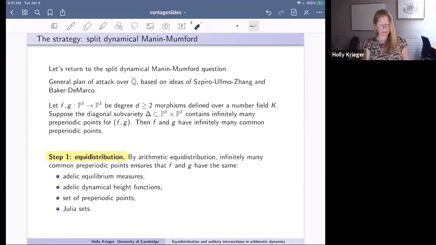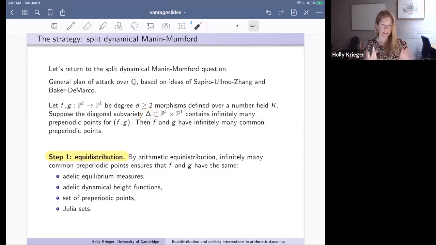I'm going to do a very basic case. I'm going to do the case when we look at P1 cross P1 as our ambient variety, equipped with an endomorphism which is split, so F and G, F on the first coordinate, G on the second coordinate, where F and G are maps of the same degree of the Riemann sphere. I'm going to assume everything is defined over a number field, and I'm going to ask the dynamical Manin-Mumford question simply for the subvariety which is the diagonal inside P1 cross P1.